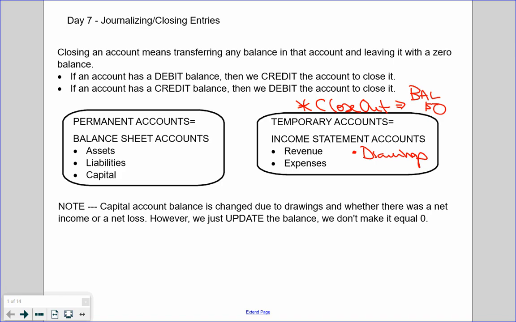So essentially, this is what we're going to do. If an account has a debit balance, then we credit the account to close it. If the account has a credit balance, then we debit it to close it, right? Because debits and credits are opposites.